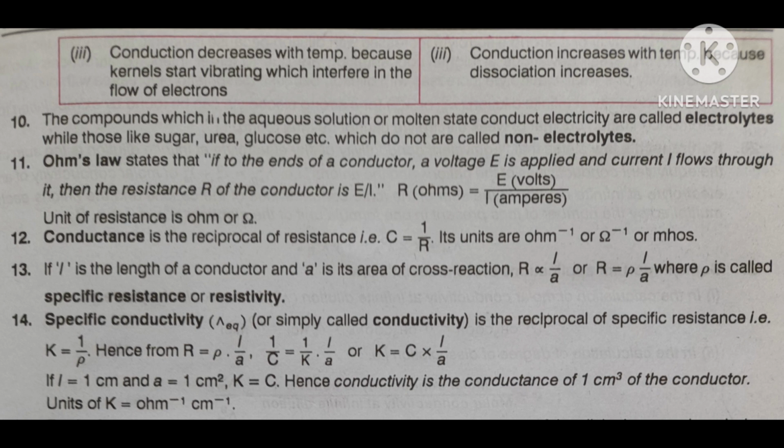Then equivalent conductivity of a solution at dilution V is the conductance of all the ions produced when 1 gram equivalent of the electrolyte is dissolved in V cc of the solution, and the distance between the electrodes should be 1 centimeter and the area of the electrodes should be so large that the whole solution is contained between them. Now the next point is the relation between equivalent conductivity and specific conductivity, how both are related.